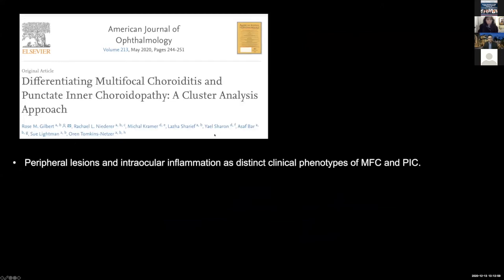This was an interesting paper. I think this speaks to our discussion with Dr. Ye about white dot syndromes and how some folks may be lumpers and others splitters, but they used a cluster analysis approach for differentiating multifocal choroiditis and punctate inner choroidopathy. And they found that peripheral lesions and intraocular inflammation were distinct clinical phenotypes of multifocal choroiditis compared to PIC. And I think, again, as we use more advanced image analysis and potentially machine learning techniques, we may be able to pick up some of these differences.